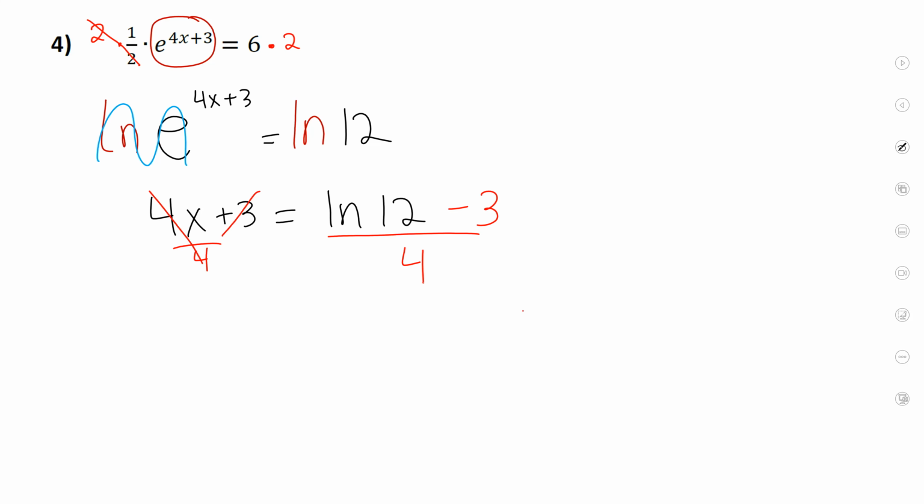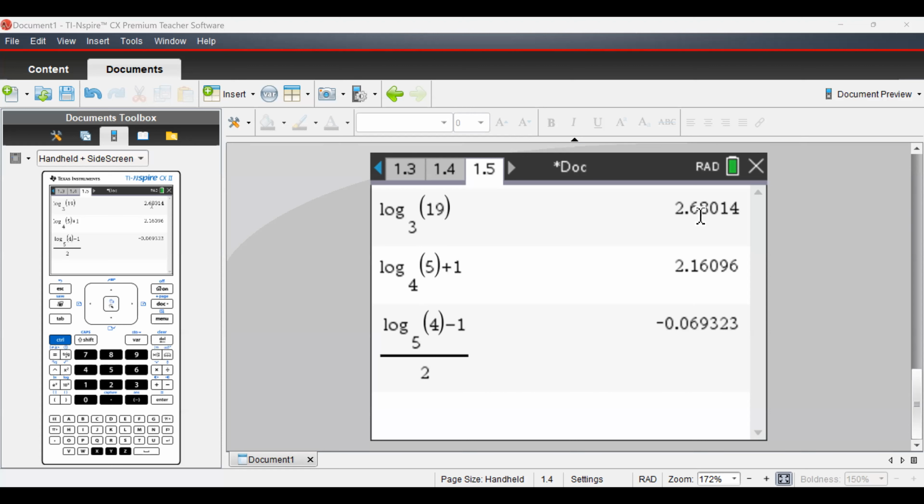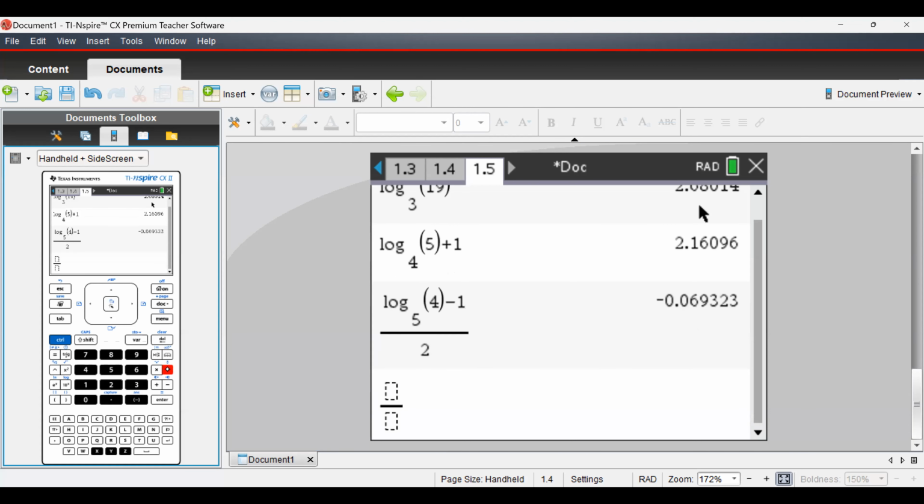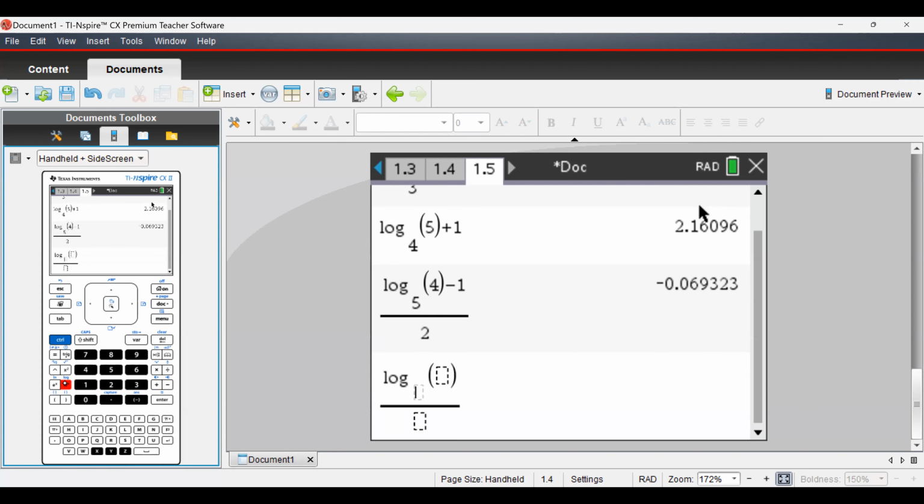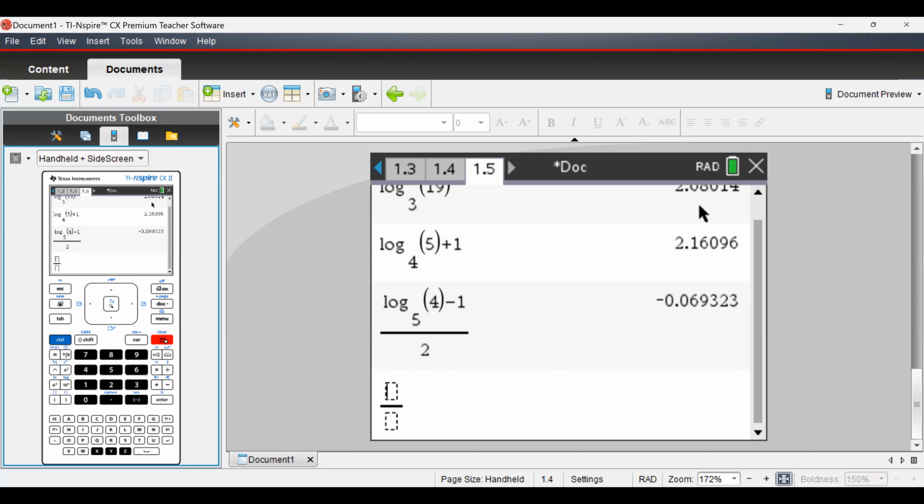Okay, let's calculate this. So first, everyone hit Control and then the divide button. That will give you a fraction. Then Control, get the log. What was our base? Oh, I'm sorry, we didn't do log this time. What are we doing this time? ln. So Control, it's this button right here. You see what's highlighted? It's right next to the log button. And that'll give you ln of 12 minus, what did we subtract? 3 divided by 4.